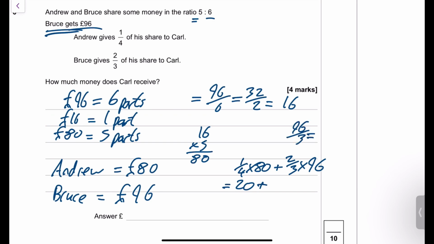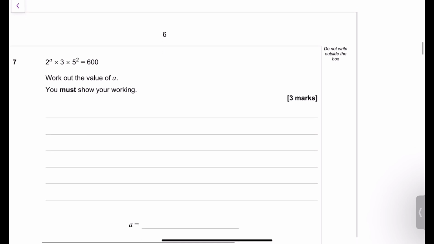96 divided by 3 is just going to be 32. And then multiply that by 2 is just going to be 64. So 64, that's what Carl's going to get. He's going to get £84. So £84 for Carl. Okay, tricky enough wee question.